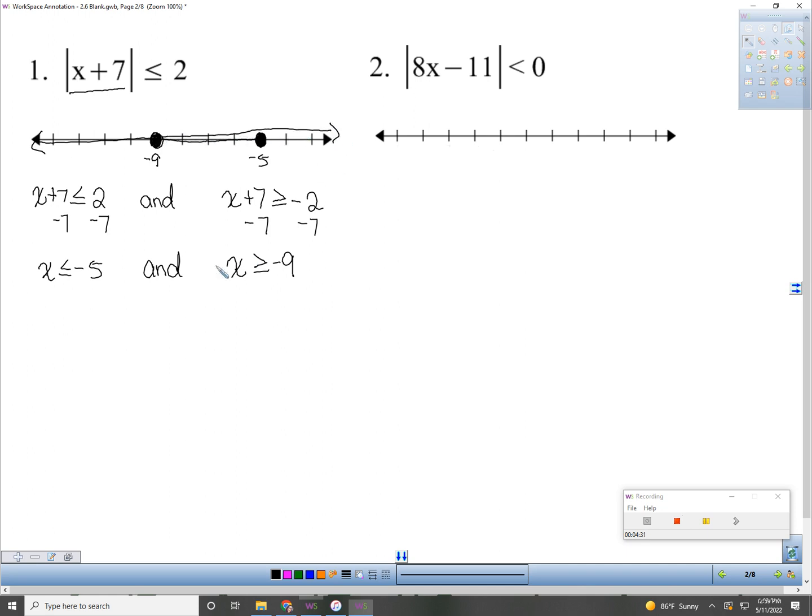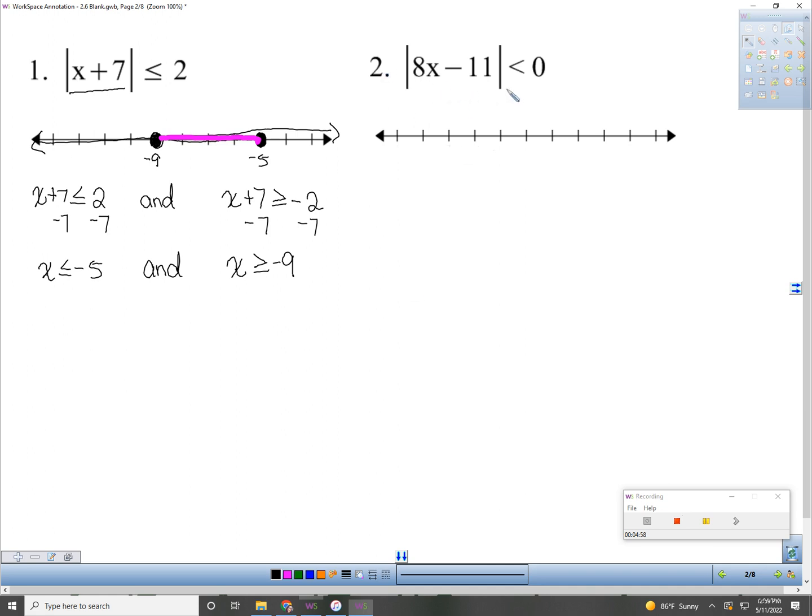That means that I'm looking for the values where both of those statements are true. So wherever they overlap. My number has to be less than -5, but it also has to be bigger than -9. That would be this part. So technically the only thing I'm going to shade on this problem will be the middle part, from here to here. All right? So number 2.